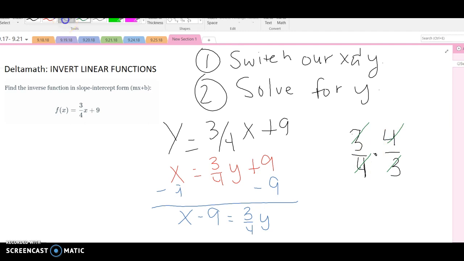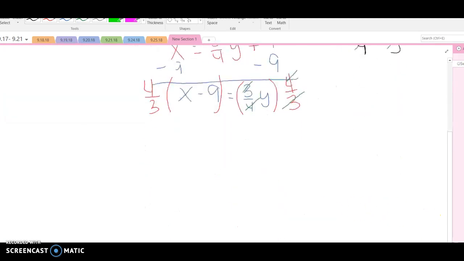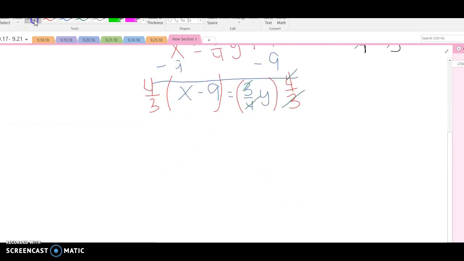So what do I need to multiply my equation by? I need to multiply it by 4 over 3. If I multiply one side by 4 over 3, I need to multiply the other side by 4 over 3. So here, my 4's cancel out, my 3's cancel out, and I'm left with 4 over 3 times x minus 9 equals y. Which, remember guys, this isn't exactly just y, this is actually the inverse.